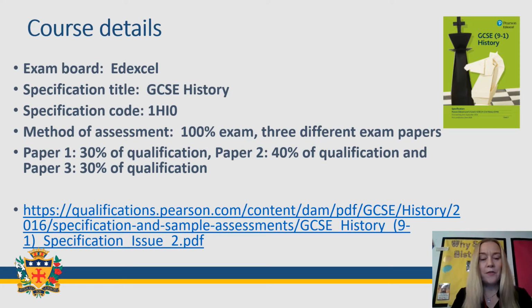In history, you will follow the Edexcel GCSE history specification, which I've included a link to here. It is currently a 100% exam, and you will take 3 different exam papers on 4 different topics. So paper 1, which is medicine through time, is worth 30% of our qualification. Paper 2, which is both the Elizabethan England unit and the American West, is worth 40% of our qualification. And finally, paper 3, which is Weimar and Nazi Germany, is worth 30% of our qualification.